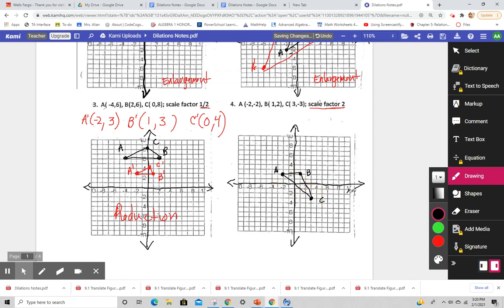Let me just make sure everything is where it belongs. No, this is wrong. I've got to fix this. The point is not in the right place.